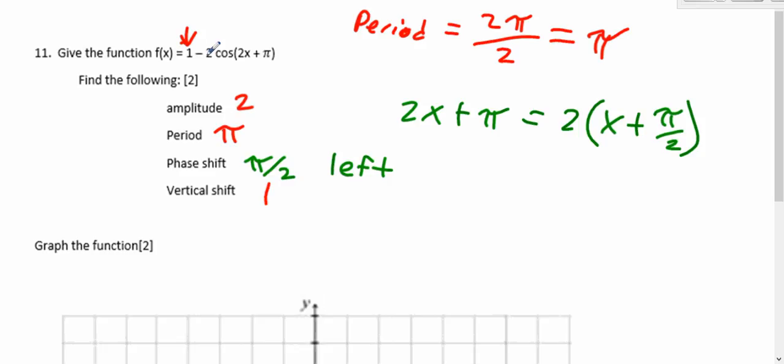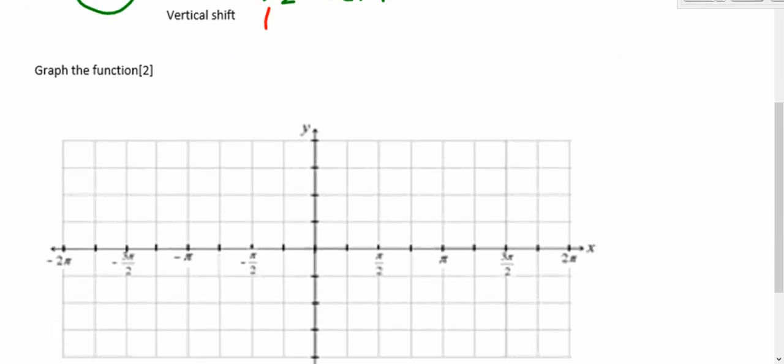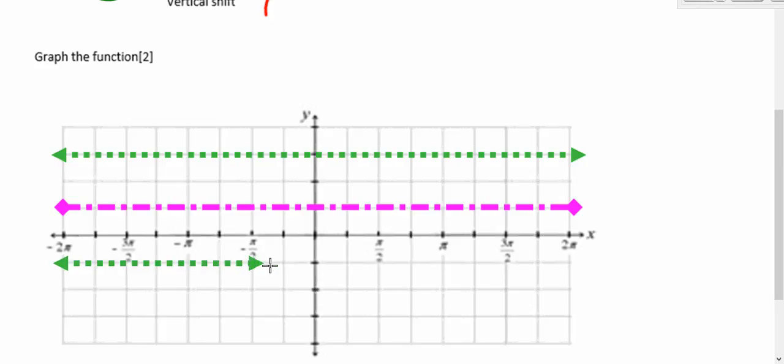Now, keep in mind that negative, rather than cosine starting at the top, making that shape, it's going to start at the bottom, go up, and then back down. So we're going to draw in our vertical shift first, our midline at 1. So there's our midline. That amplitude is 2, so that means we're going to go 2 units above and 2 units below. That's where cosine will max out and also minimize.